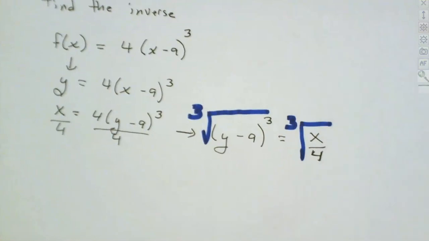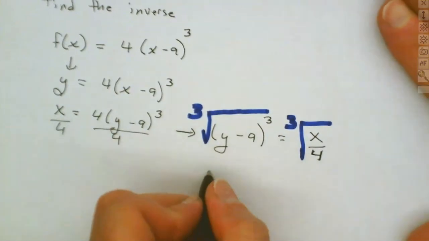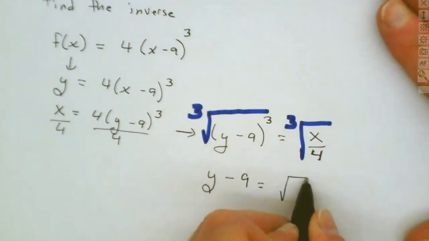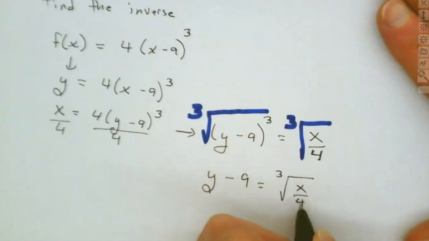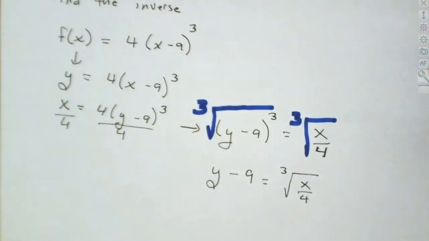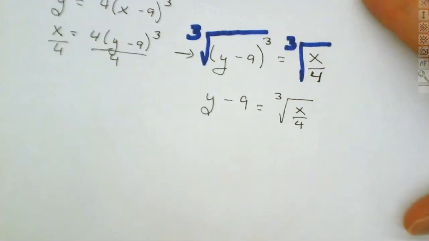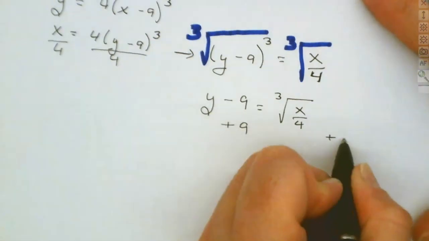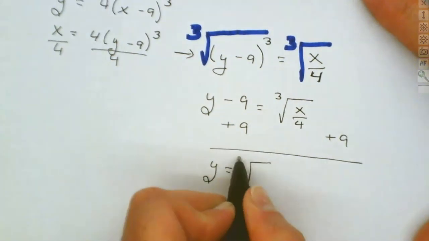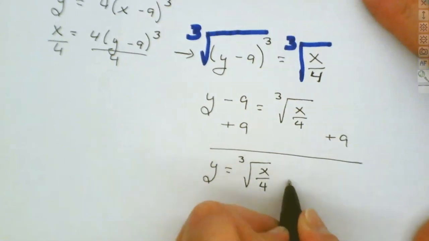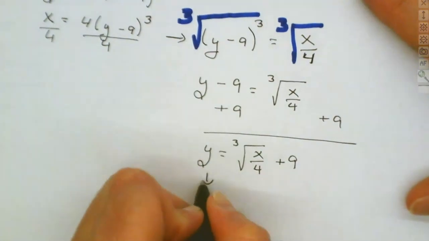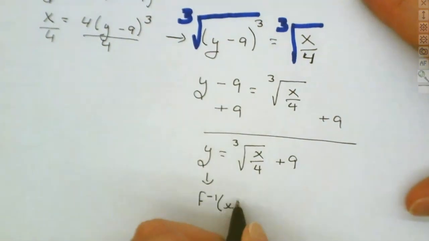So that's going to be our cube root there. What does that leave you with? Well, that leaves you now with y minus 9 equals the cube root of x over 4. And how do we finish it? Well, we need to get the y by itself. So we're going to add the 9 over. And now we've got y equals the cube root of x over 4 plus 9. And what's our last step? Last step is replace y with f inverse of x.